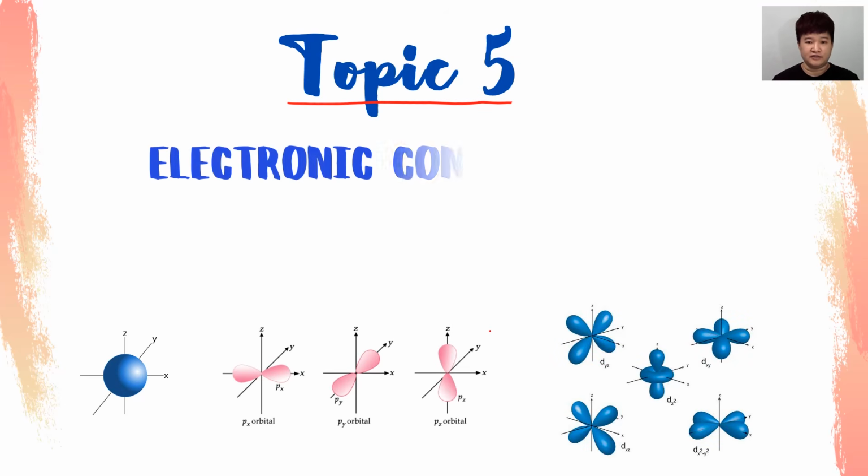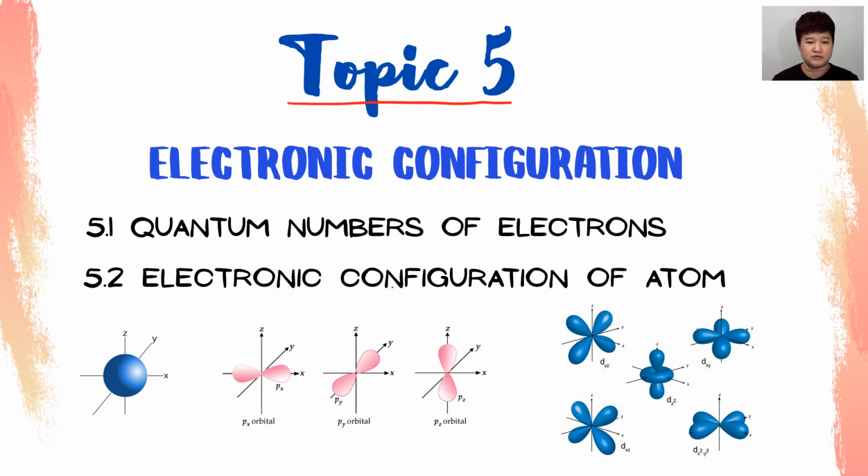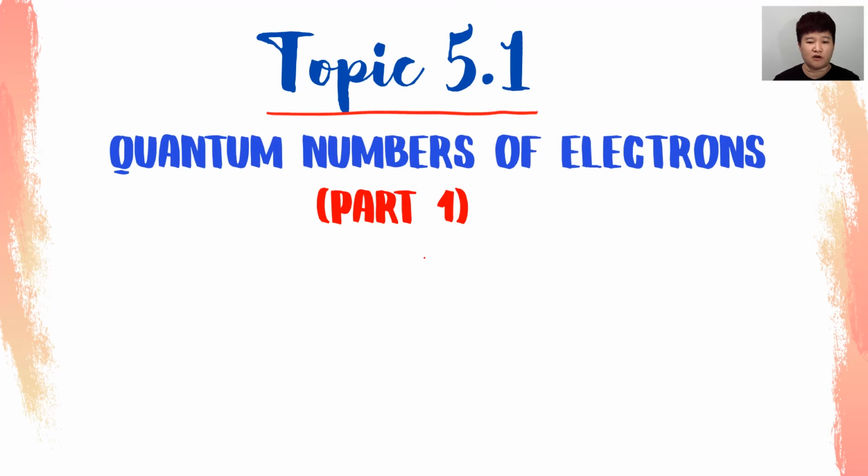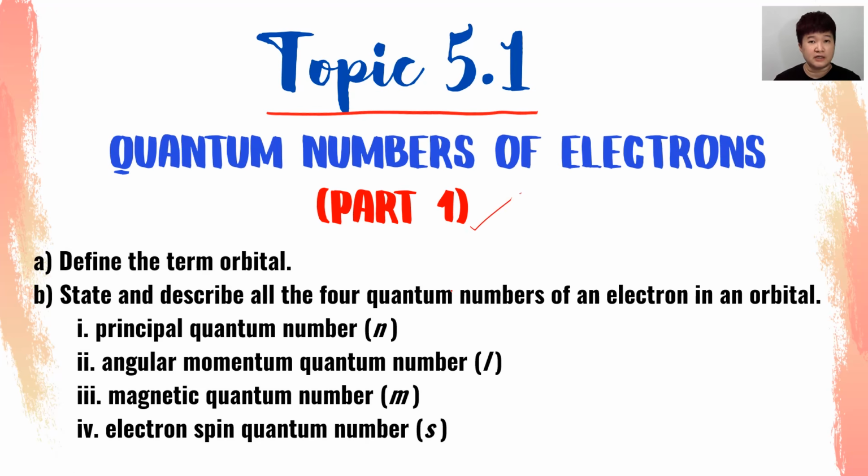Topic 5, electronic configuration. We have two subtopics, which are the quantum numbers of electron and the electronic configuration of an atom. For this video, we will focus on topic 5.1, the quantum numbers of electron. We have two parts, and today will be part 1. We have a few learning objectives that we will look into.